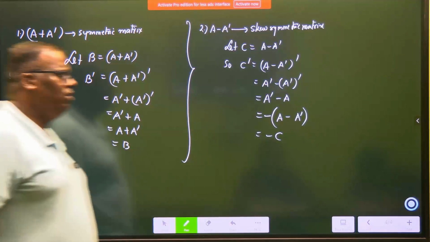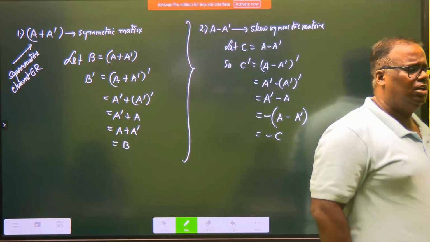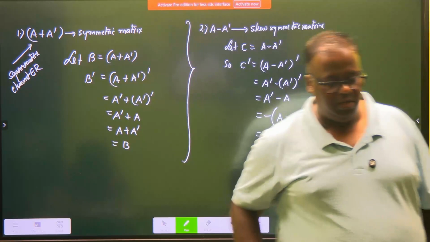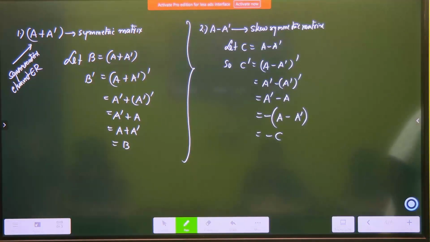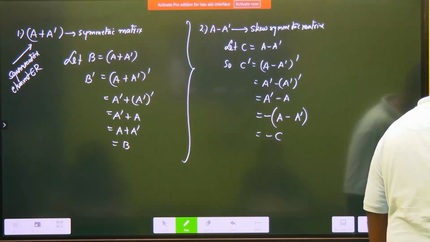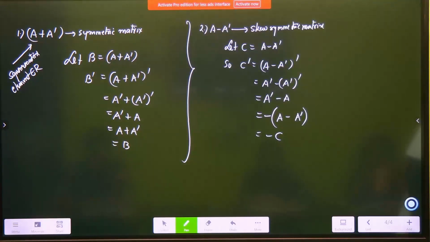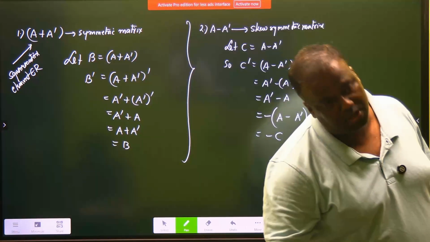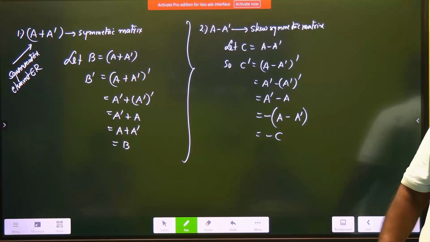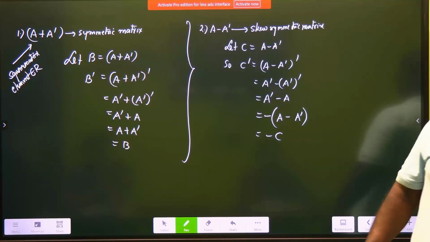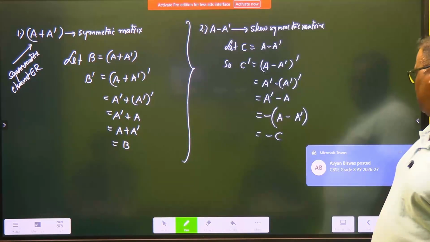Okay? Try to do it on your own. Remember, addition of a square matrix with its transpose gives me a symmetric matrix, whereas the difference of a square matrix and its transpose will always give me a skew symmetric matrix. A symmetric matrix is one in which the transpose of the matrix is equal to the matrix. A skew symmetric matrix is one in which the transpose of the matrix is the negative of the matrix. Now, subtraction is not commutative. So it's always A minus A complement.